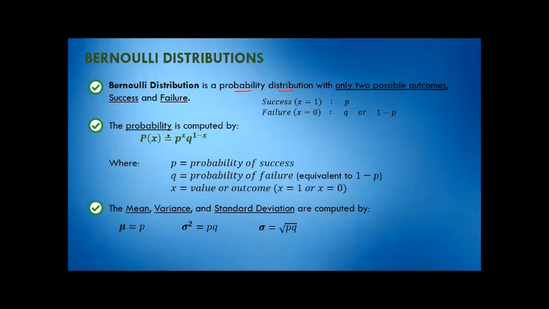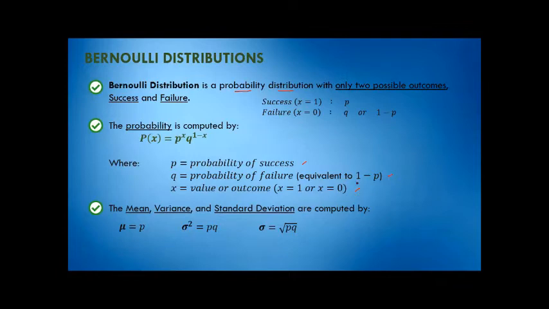The next thing we need to know is how are we going to compute for the probability sa Bernoulli distribution. The probability is computed by this formula. So, we have the probability of x is equal to P raised to x times Q raised to 1 minus x. So we all know that P is probability of success, Q is the probability of failure, equivalent siya sa 1 minus P, and then x is the value for the outcome. So we only have two values for Bernoulli. We have x is equals to 1 or x is equals to 0.